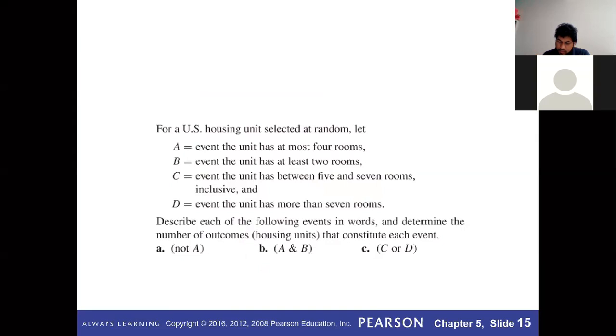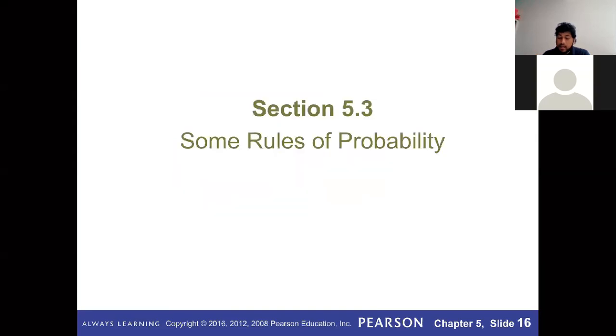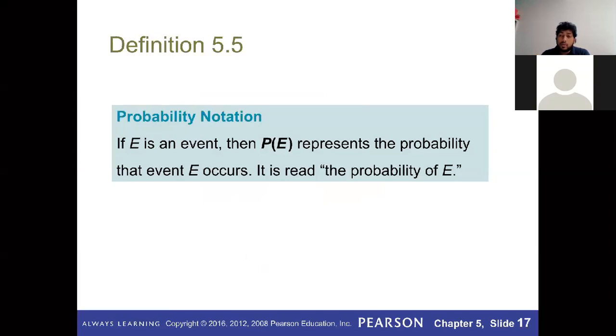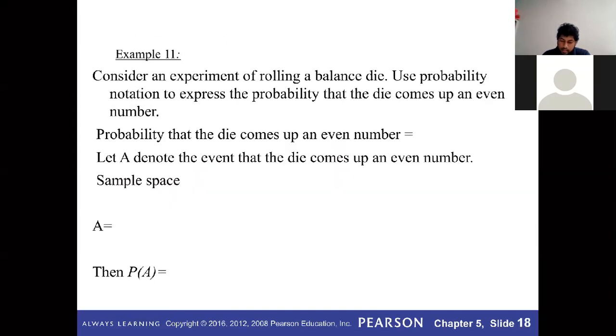This is what we need to do our first few questions. Probability notations. I showed you before how we denote the probability of an event. If I have an event E, we denote the probability of that event like this: P, and within brackets, the name of that event. We read that as probability of E.